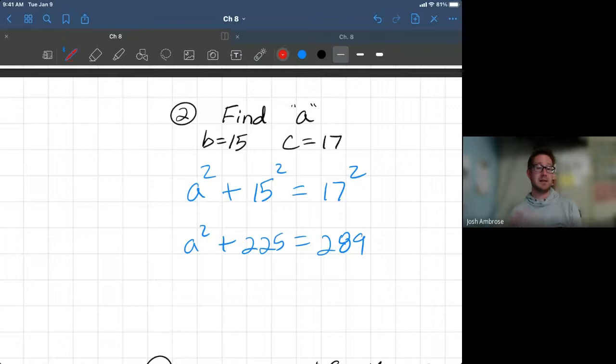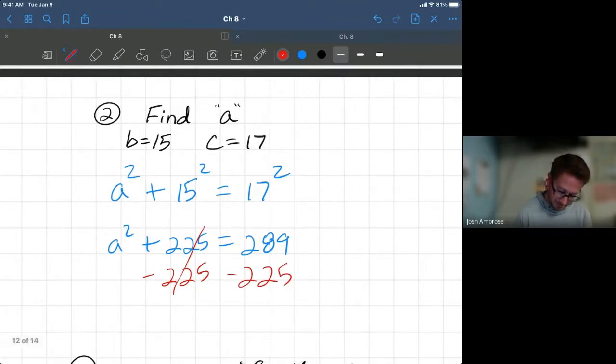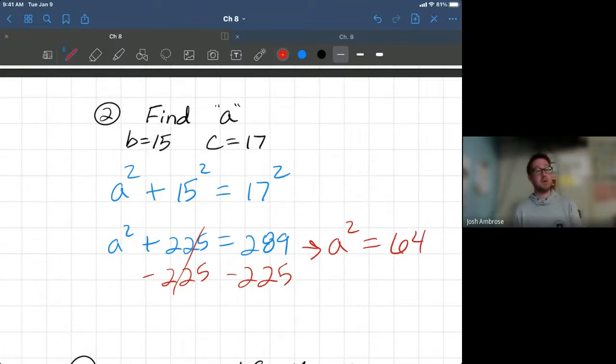Okay, so we need to get that 225 away. We need that to disappear. How do we do that? We now need to subtract it. So it disappears here. And then we need to subtract it right there. So what we have left is a squared equals 64. This is working out very nicely because 64 is a perfect root.